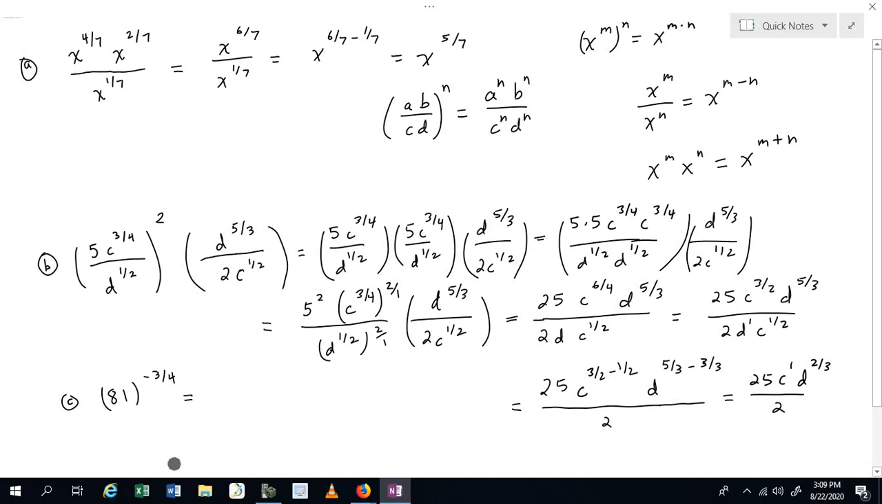Okay, so remember when we talked about negative exponents, we talked about what it meant to be like x to the negative n power. That's the same as 1 over x to the positive n power. So the first thing I would do is write this using this property. This is 1 over 81 to the 3/4 power, the positive 3/4 power. So that's what a negative exponent does.